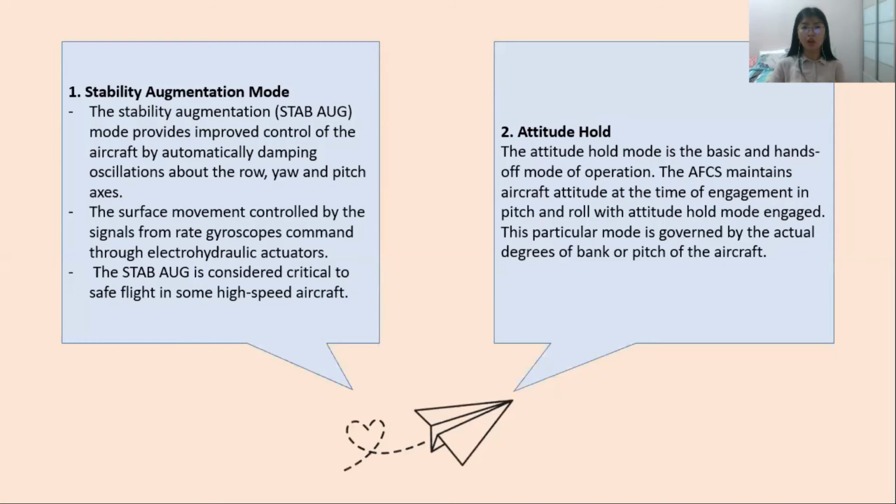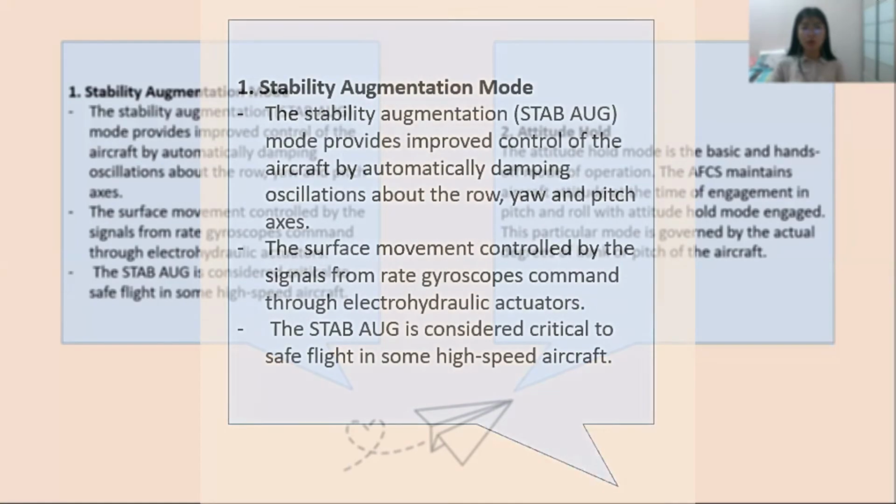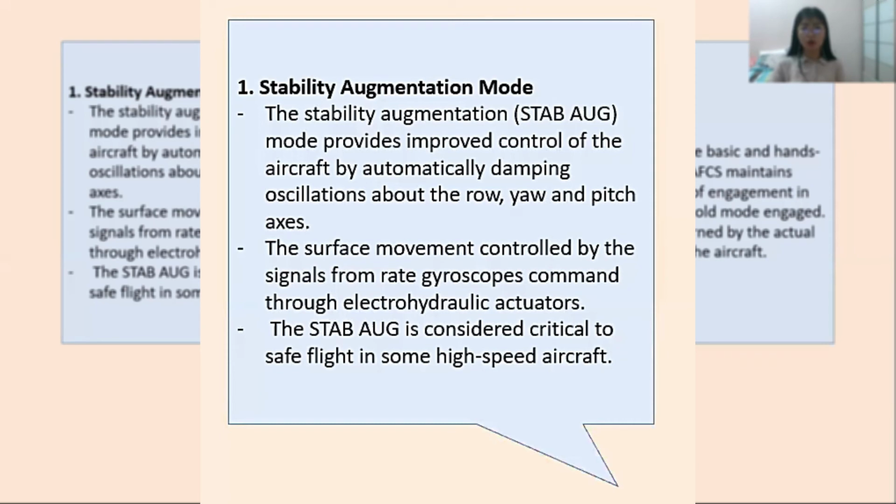Auto flight control system modes. First, stability augmentation mode. The stability augmentation mode provides improved control of the aircraft by automatically damping oscillation about the roll, yaw, and pitch axes. The surface movement is controlled by the signal from the rate gyroscope, commanded through the electro-hydraulic actuator. The stability augmentation is considered critical to safe flight in some high-speed aircraft.